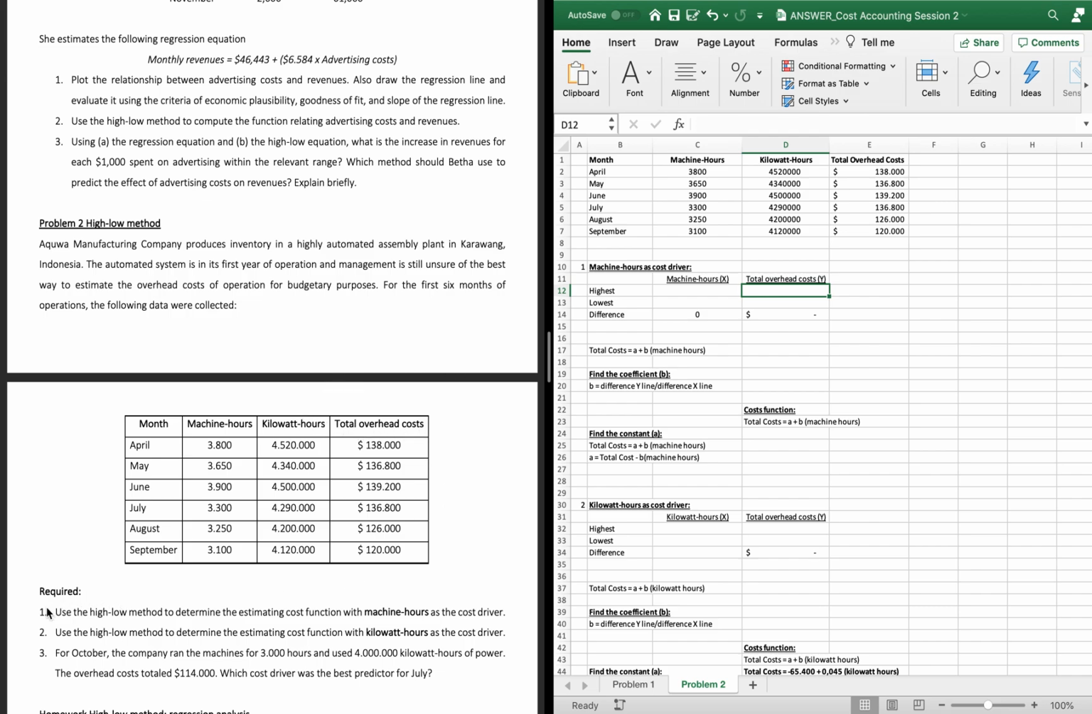First, we are required to use the high-low method to determine the estimating cost function with machine hour as the cost driver. So we're going to identify the highest and the lowest cost driver first. Here, June is the highest, with a total overhead cost of $139,200. Next, the lowest is in September, and we input the total overhead cost too.